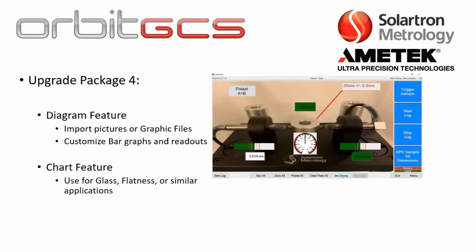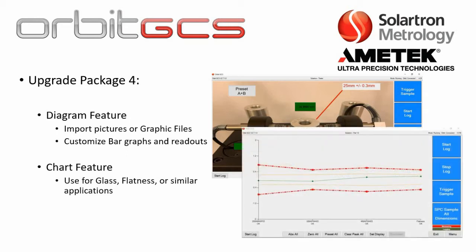And this is where you can import pictures or graphic files and then see those on your main Orbit GCS screen. In addition, you can customize bar graphs and readouts and place those on the screen like you see there. In addition, there is also a chart feature. And this is something you can use for glass, flatness, or similar applications where all the different dimensions that you have set out are connected by one line. In addition, you can see warning limits and fail limits on the screen.